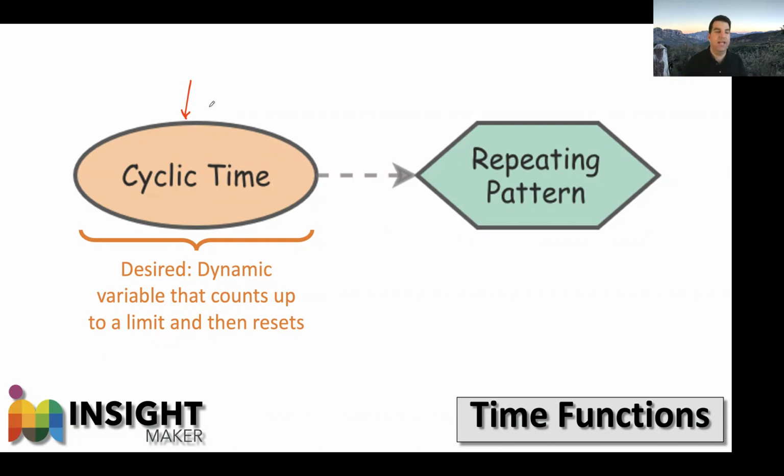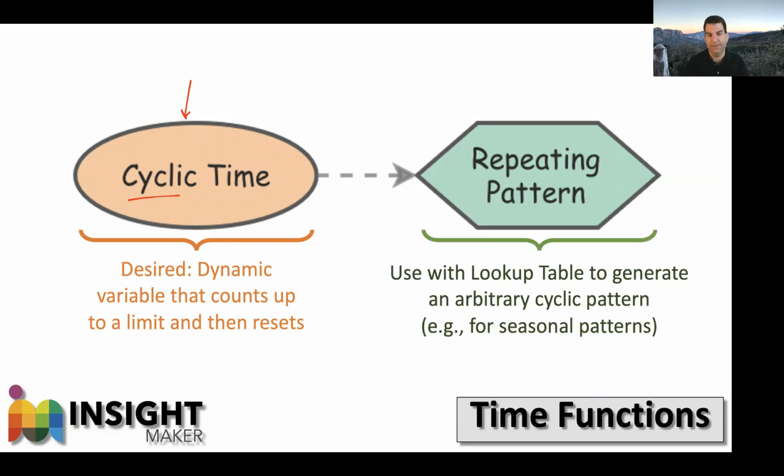So that's what we'd like to have here, a kind of cyclic time where it's not keeping track of how long since the beginning of the simulation, it's keeping track of how long since the beginning of the current cycle that I'm simulating. And if I had this type of cyclic time, then I could combine it with a lookup table, which only represents, say, a year's worth of the pattern.